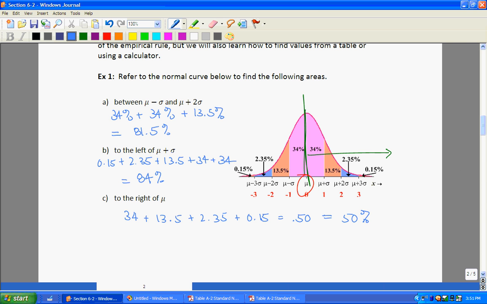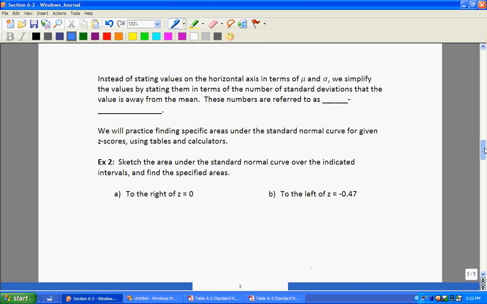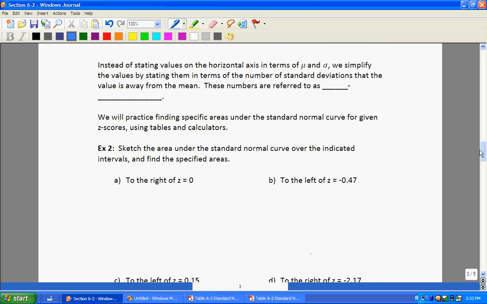Similarly, this mu plus sigma is 1 standard deviation above the mean. So instead of always saying mu plus sigma, mu minus sigma, we're just going to state a number which tells us how many standard deviations and in which direction that value is away from the mean. Once I get down to those type of numbers, those numbers are called z-scores. We'll use those quite a lot.